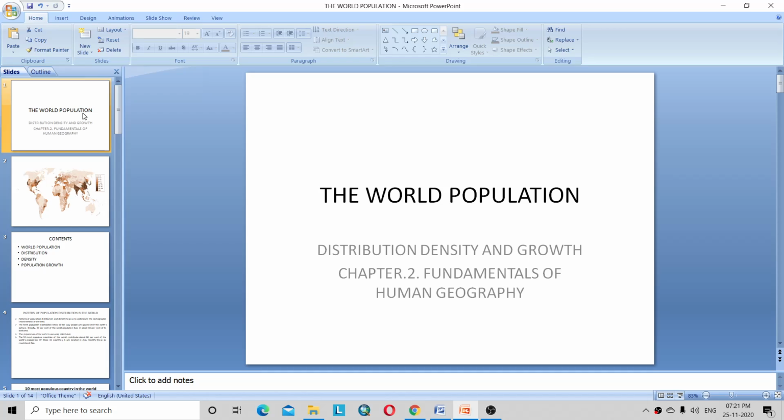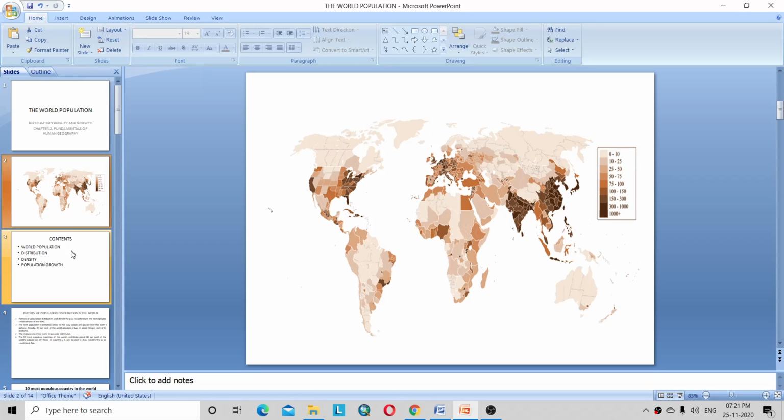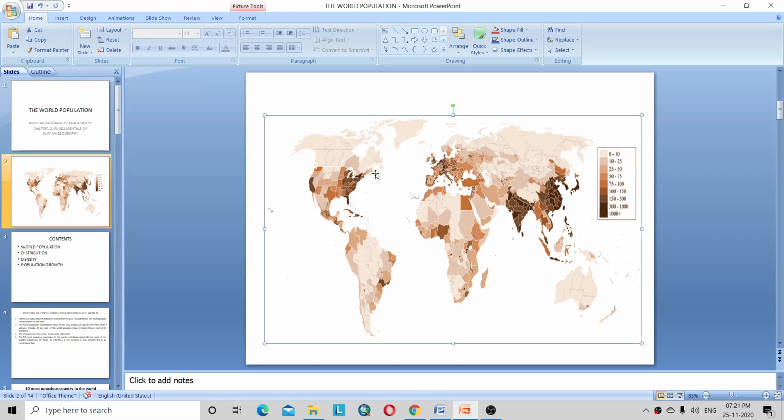Hello student, in today's class I'll be talking about world population. Before beginning the chapter, let's look at the world map. In this world map you see the world population distribution.